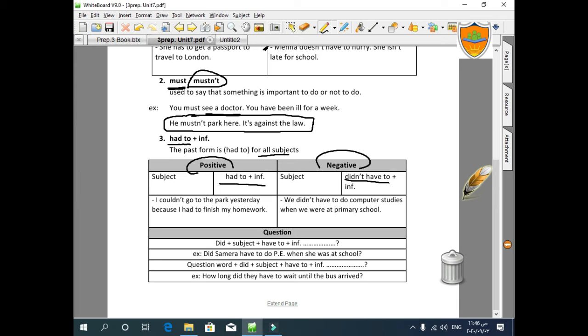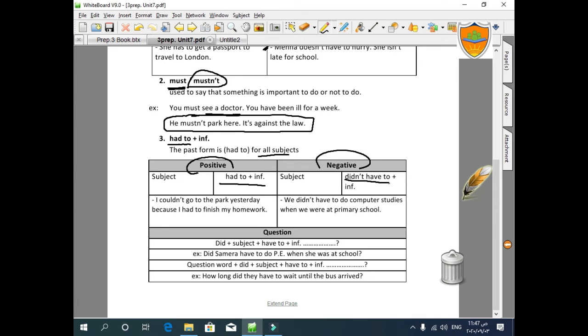Had to means he had to do it, or you had to do it in the past, and you did. I couldn't go to the park yesterday because I had to finish my homework. It's another meaning. I couldn't go outside yesterday because I had to finish my homework. I finished it, and I couldn't leave my homework without finishing it.